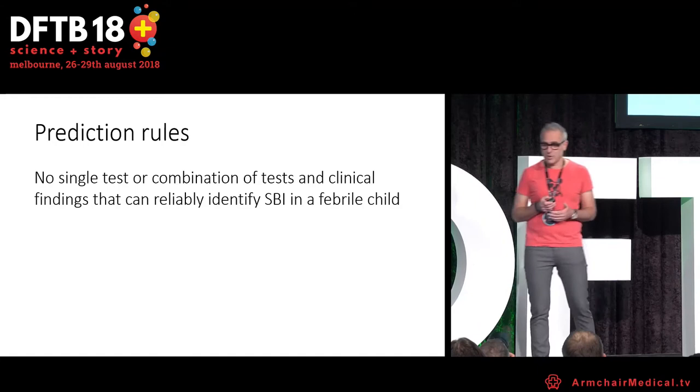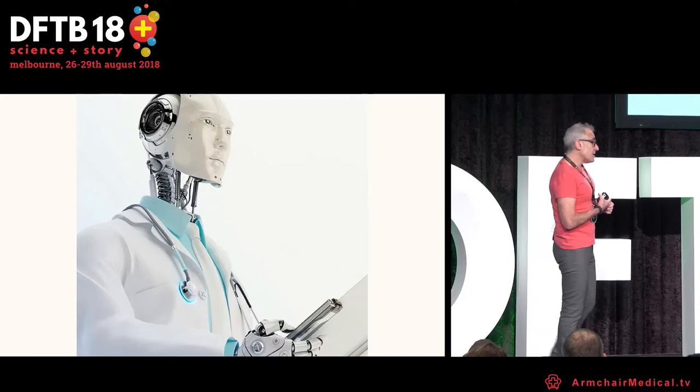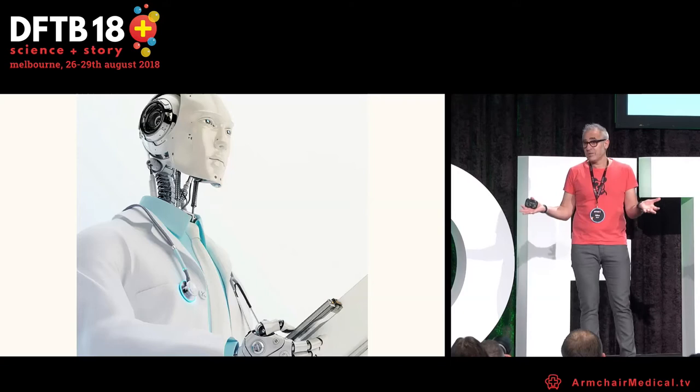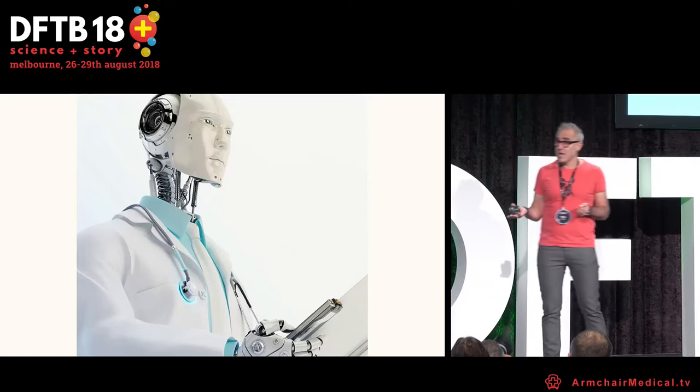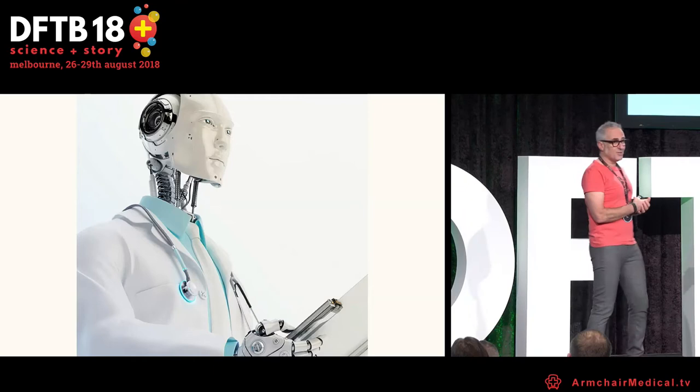It would be a nice idea, perhaps, to have a robot that could make that diagnosis. We could plug in some information, and it would be the same as with the prediction rules. We could have a prediction rule, plug a whole lot of information into a computer, and out pops, this is a child that needs treatment, this is a child that doesn't. And there are some who suggest that artificial intelligence is going to be the way of the future. There was an article in the local paper, The Age, just last week suggesting that this was the way of the future for a number of conditions.